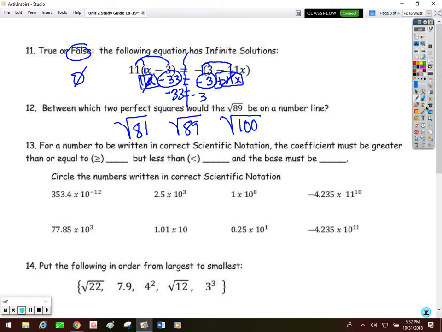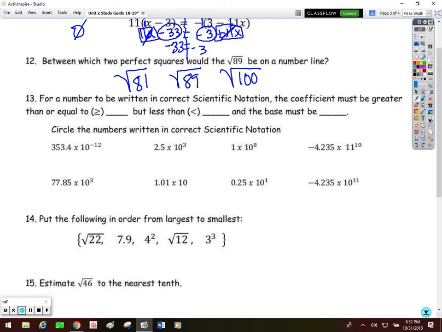Okay? All right? What about the next one? Okay, written in correct scientific notation. For a number to be written in correct scientific notation, the coefficient must be greater than or equal to, well, remember we talked about, oh, why is this thing jumping? I do apologize. Okay, it has to be greater than or equal to 1, but less than 10. So it's got to be between 1 and 9.999 whatever.